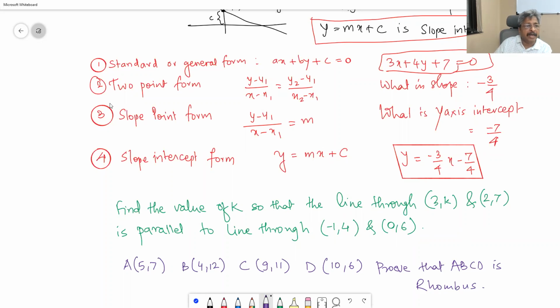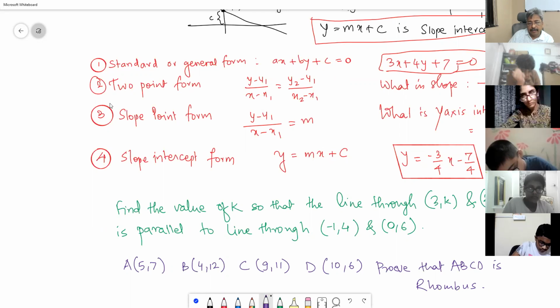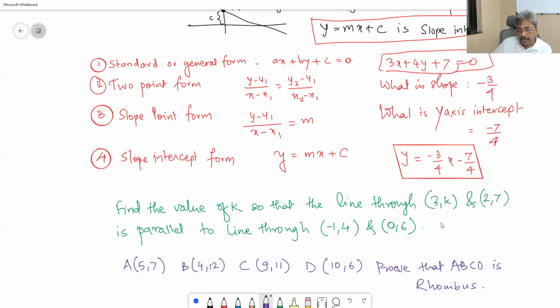Okay. What is the value of k that you are getting? 9. K is equal to 9. Okay. So the slope of this is 6 minus 4 is 2 upon 1, that is 2. The slope of this is (7 minus k) upon minus 1 is equal to 2. Therefore 7 minus k is equal to minus 2. K is equal to 9.